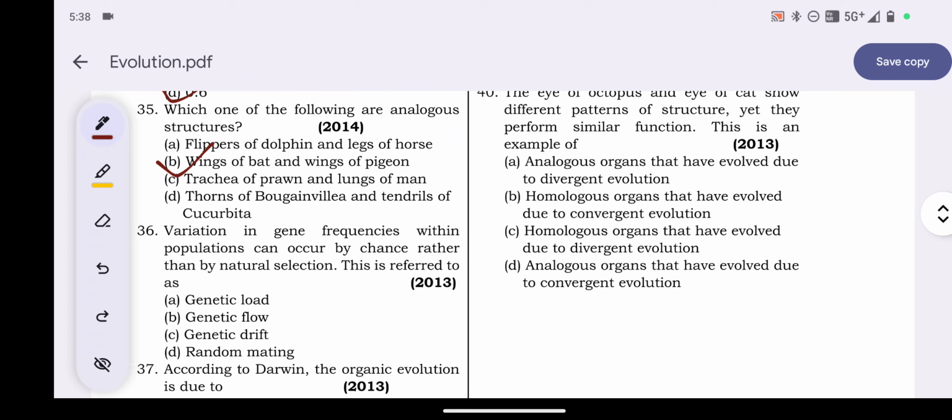Question number 36. Variation in gene frequencies within population can occur by chance rather than by natural selection. This is referred to as genetic load, genetic flow, genetic drift, random mating. So here the answer will be option C, genetic drift. Genetic drift is the variation in gene frequency within a population that can happen by accident. So this will be the answer.